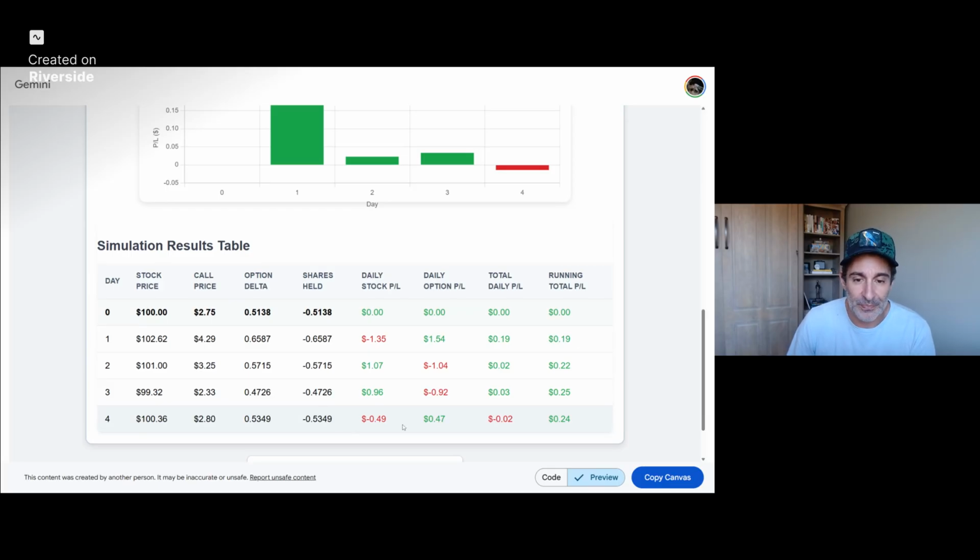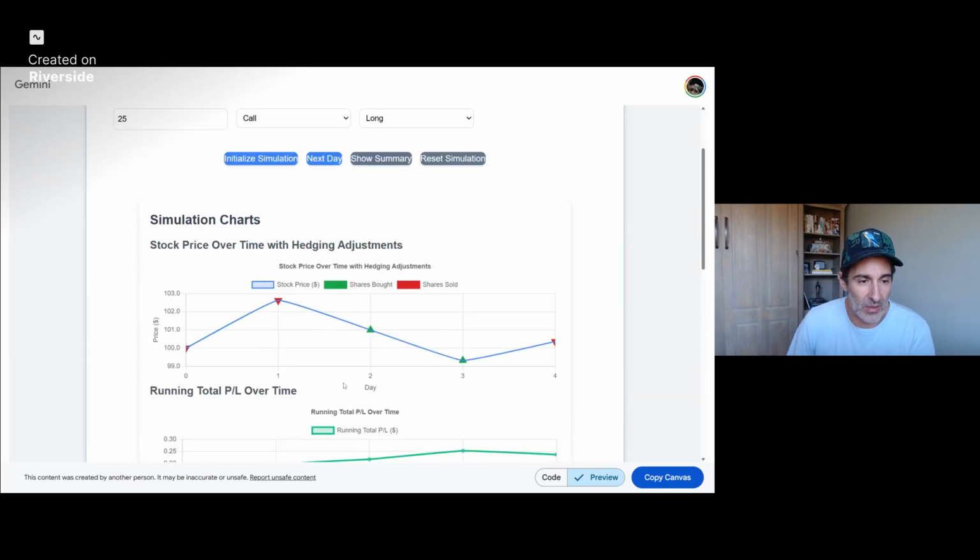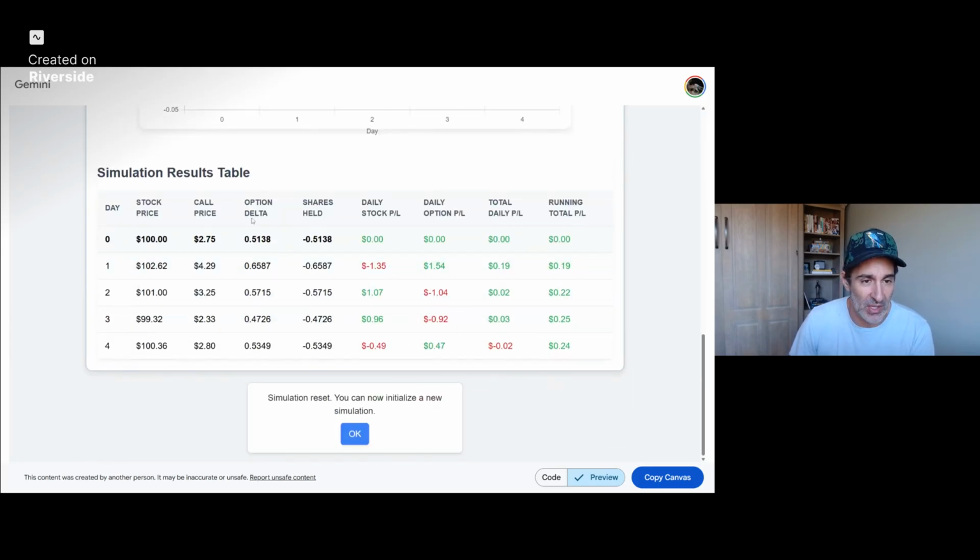So now we've sold stock, bought stock, saw an uptick, sold stock. If you were to sum up all these share P&Ls, right? You get all these share P&Ls here. You see that all these share P&Ls are positive, right?